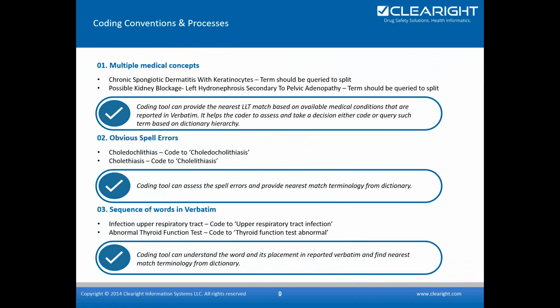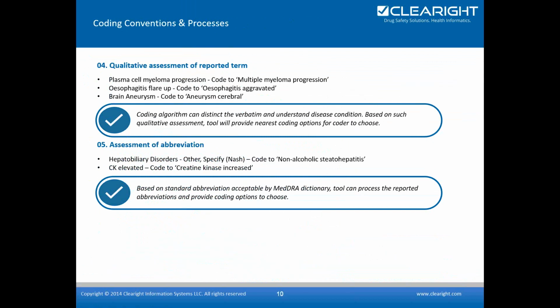So you can see there are two examples where the sequence is different, but the tool is able to understand what exactly the words given are. The AI and ML split these verbatims into fragments, understand the pattern, and find the nearest match term from the dictionary. The next one is qualitative assessment reported in this.